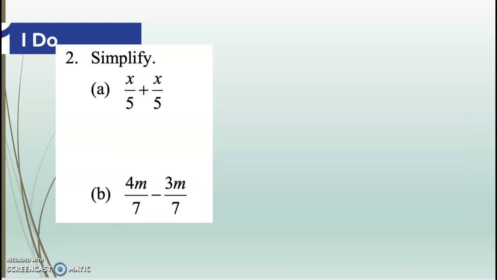Okay, so to simplify 2a, x over 5 plus x over 5, because the denominators are the same, we simply need to add the numerators. So on the numerator is x plus x all over 5, and so that is 2x over 5. We now also check whether we can simplify any further, and we can't in this instance.